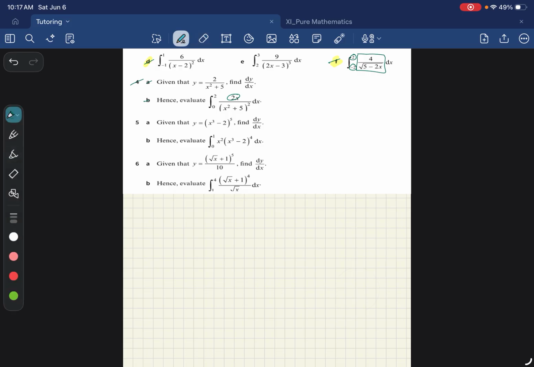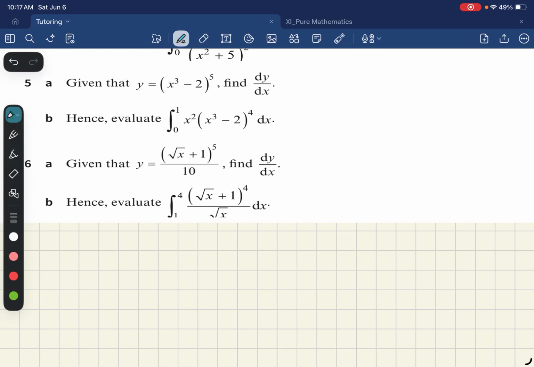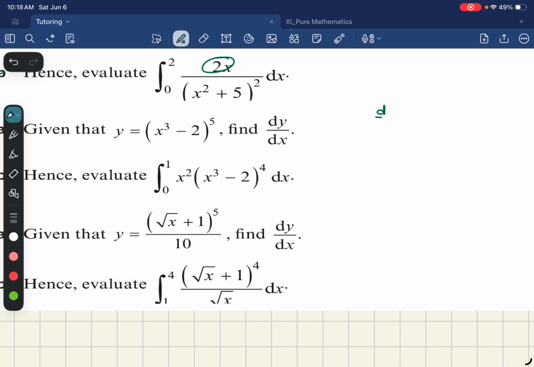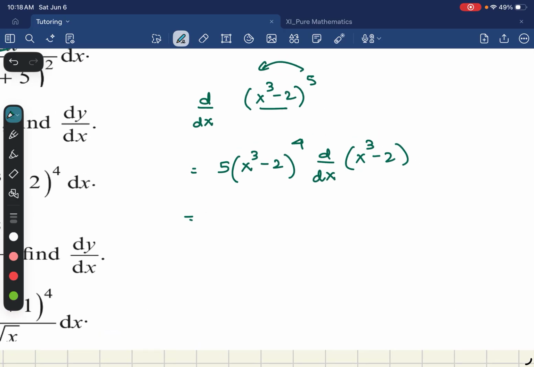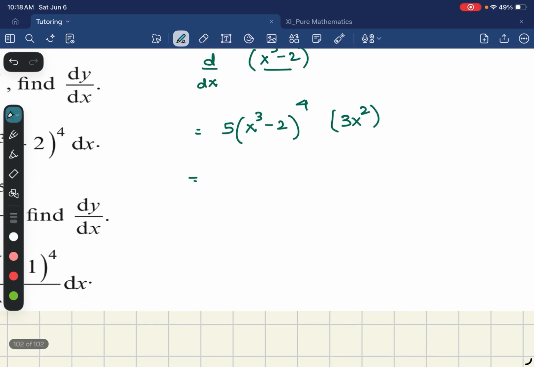And question 5 and 6 are very, very similar, right? So the first part asks you to find du by dx of (x cubed minus 2) to the power 5. So just find the derivative. You bring your 5 to the front, (x cubed minus 2). You decrease your power by 1, but there is an x cubed inside, so you need to differentiate it again. And if you differentiate this, you're going to get 3x squared. And if you simplify everything together, you get 15x squared (x cubed minus 2) to the power 4.